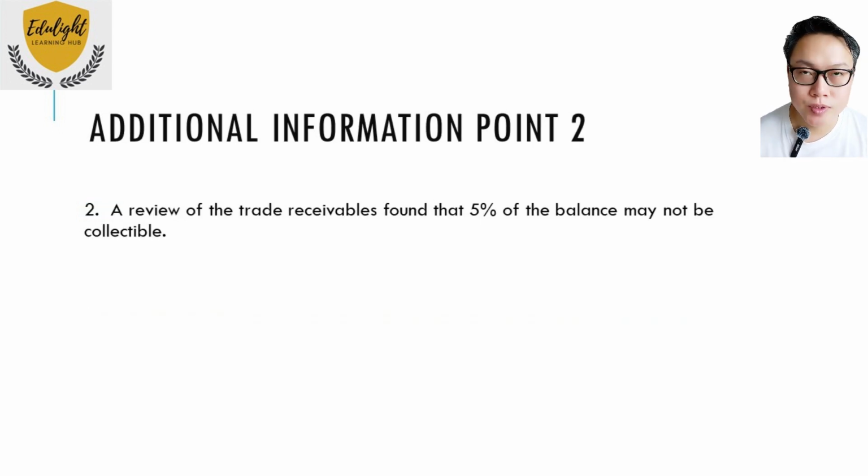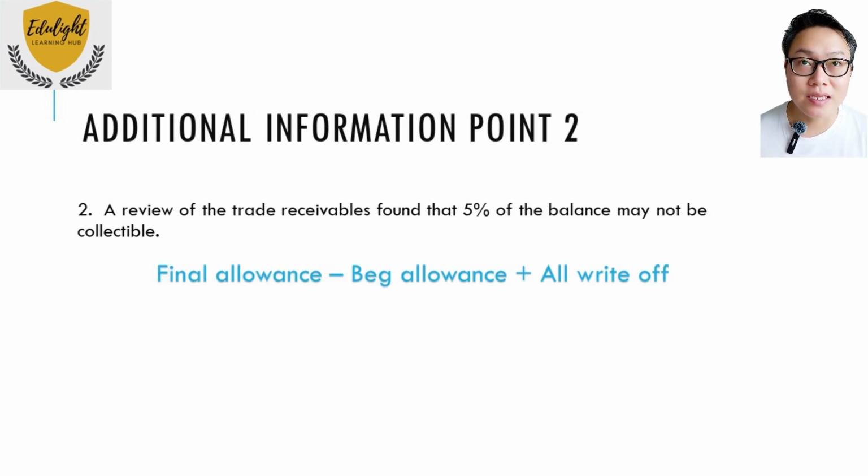Okay, moving on to point 2. Let me read to you again. A review of the trade receivable found that 5% of the balances may not be collectible. Okay, so let me introduce to you this formula that I have developed for my students. I call this the final allowance minus beginning allowance plus all write-off. Now, this formula allows you to find the financial year-end adjustment based on the review percentage. Okay, so it handles this review of trade receivable adjustments very well.